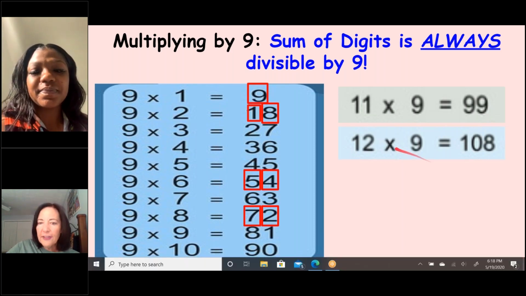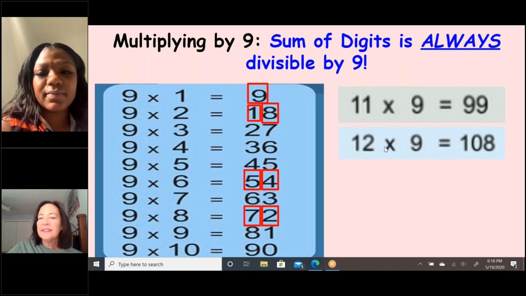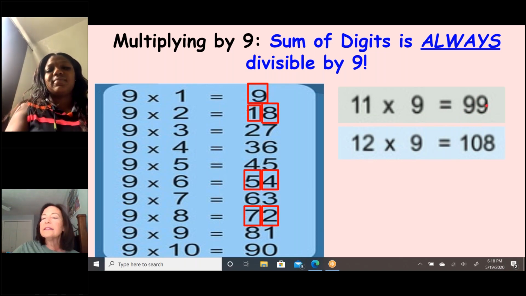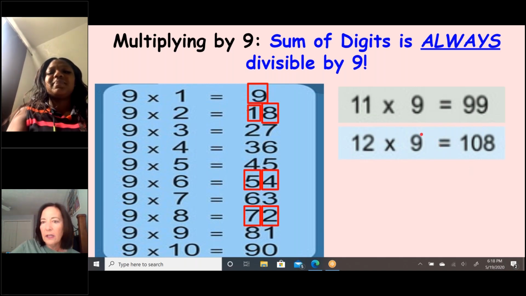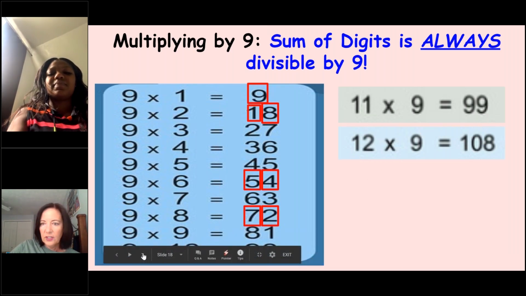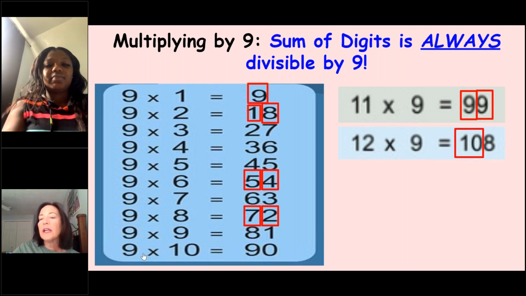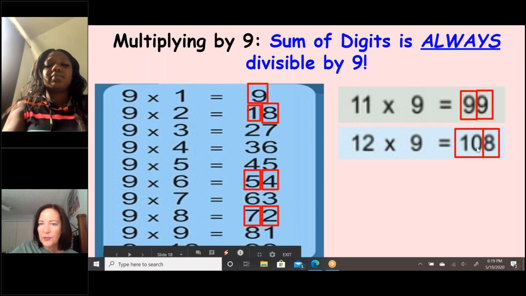Now, there are some others that are close, but not exactly. So with 11 and 12, the answer to 11 times 9 is 99. Well, 9 plus 9 is 18. And 18 is easily divisible by 9. So yeah, that could be the right answer. In 12 times 9, the correct answer is 108. And so you have to think of that as the number 10 plus the number 8, and together that equals 18. So this is a strategy.